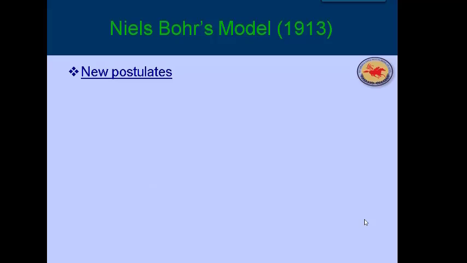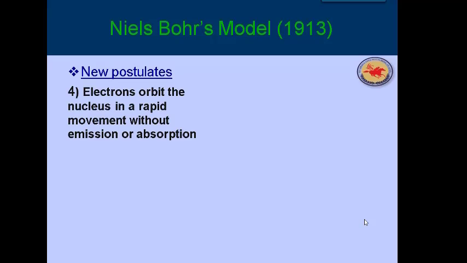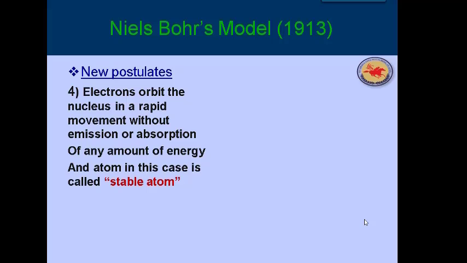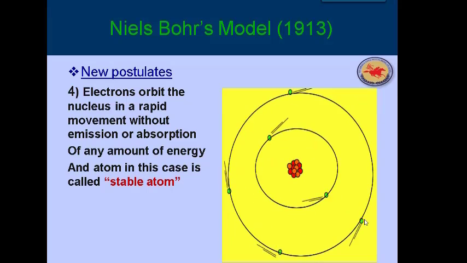The new postulates of Niels Bohr are: electrons orbit the nucleus in a rapid motion without emission or absorption of any amount of energy, and the atom in this state is called a stable atom. As you can observe here, the electrons rotate with very high speed around the nucleus without emission or absorption of any energy.